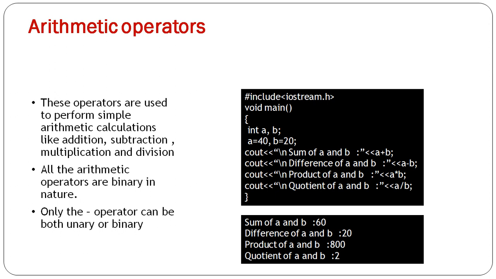Then cout is used to print any content that is enclosed within double quotes, followed by the insertion operator, which is the display operator. In the cout expression itself we can evaluate expressions such as a plus b, a minus b and so on. So finally our output is whatever we have given inside the quotes, followed by the evaluation of the expression. For addition a plus b it is 60. For subtraction, 40 minus 20 is 20. For product, 40 into 20 is 800, and for division, 40 divided by 20 is 2. This is our output.